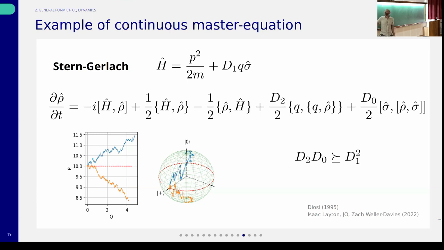So this is the classical system influencing the quantum system. So this is like quantum field theory in curved space. And then this is the Poisson bracket. And this is like the back reaction term.